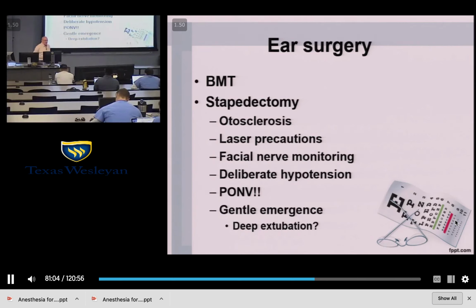These patients are at extreme risk of post-op nausea and vomiting because they're having middle ear work done. We try to give everybody a gentle emergence, but these folks really need a gentle emergence without any coughing, bucking, you name it. So oftentimes they're extubated deep.